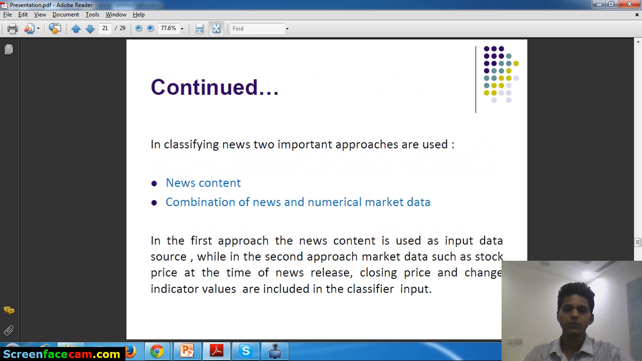Further ahead, if we classify news, there are 2 important approaches we need to follow. We can classify news based on news content, or we can classify news based on the combination of news and numerical data. In the first approach, the news content alone is used as the input data source, and in the second approach, the combination of the news, market data such as the stock price at the time of news release, the closing price, and change indicator values, all together form the input of the classifier.